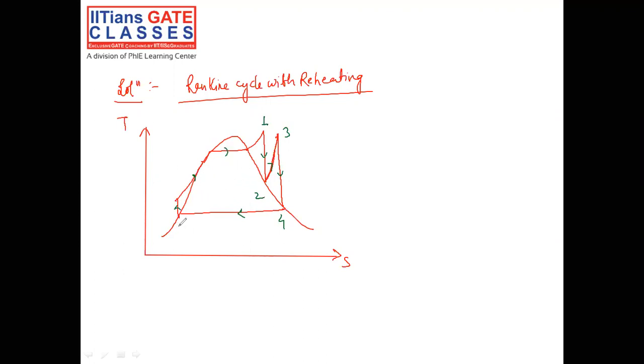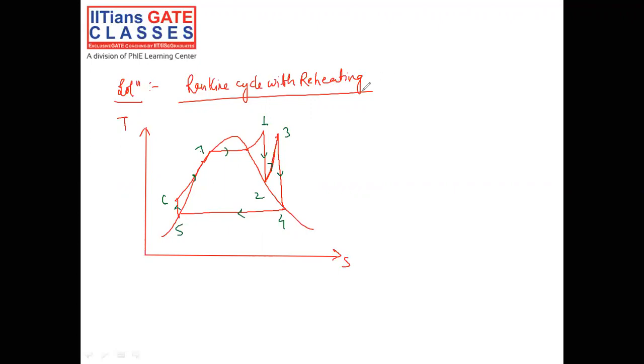I will just say what the processes are. 5 to 6 is nothing but pump work. 6 to 1 is called the boiler section, where heat is given to the working fluid, that is water, so that it is converted into steam. Now 1 to 2 is the high pressure turbine. 2 to 3 is reheating, and 3 to 4 is again the low pressure turbine work.